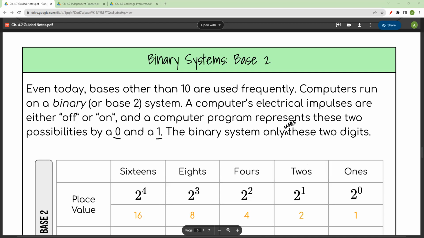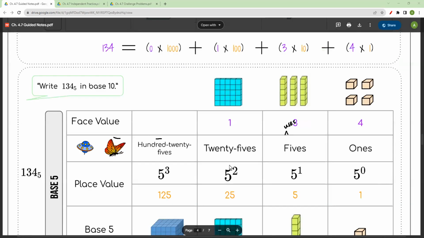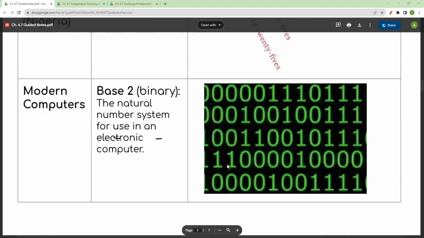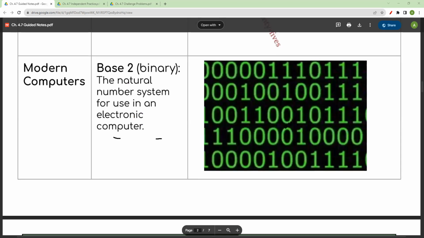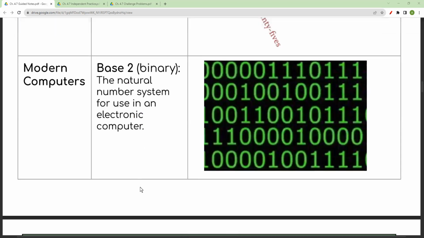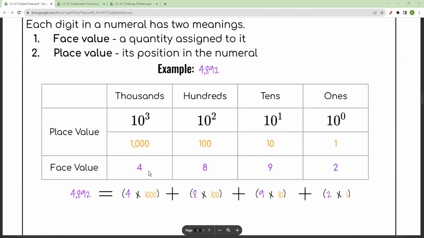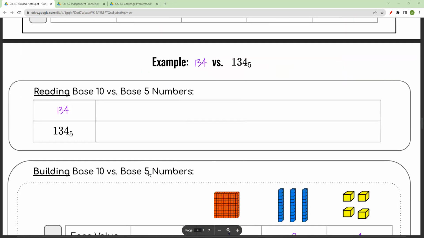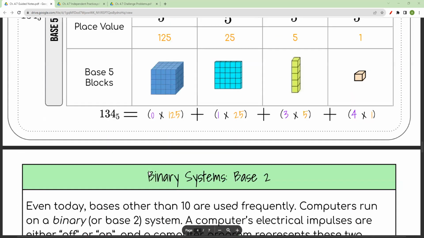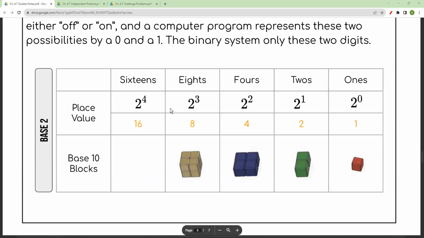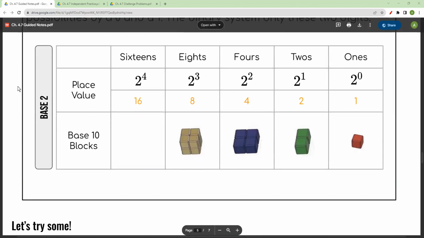The binary system only uses these 2 digits. So if it's base 2, we have 0 and 1, which is where, if you look back, let me scroll back up. You've probably seen this kind of code. Whether or not you've worked with it, you've probably seen pictures of it either in movies or TV or somewhere. That's the binary code.